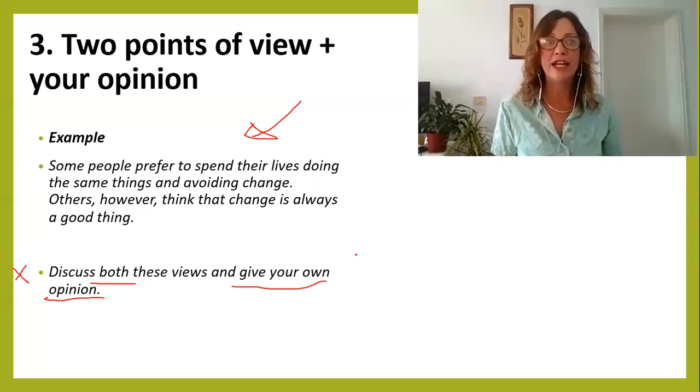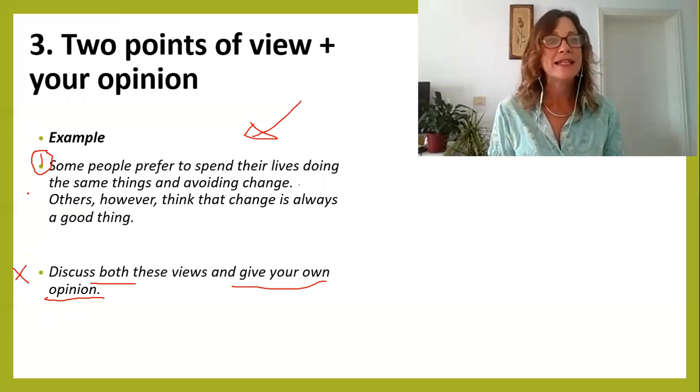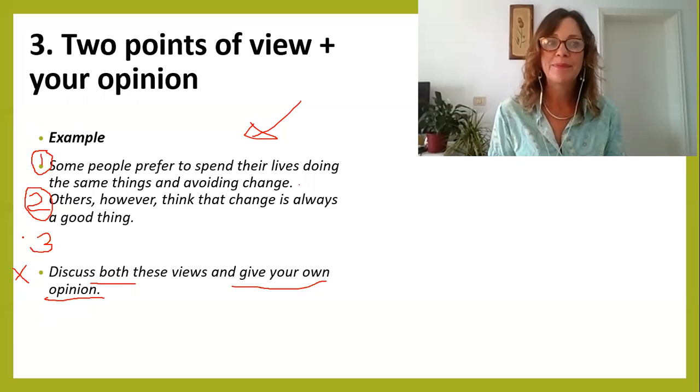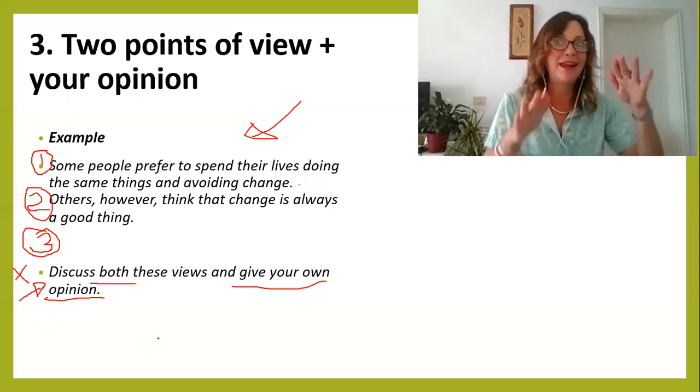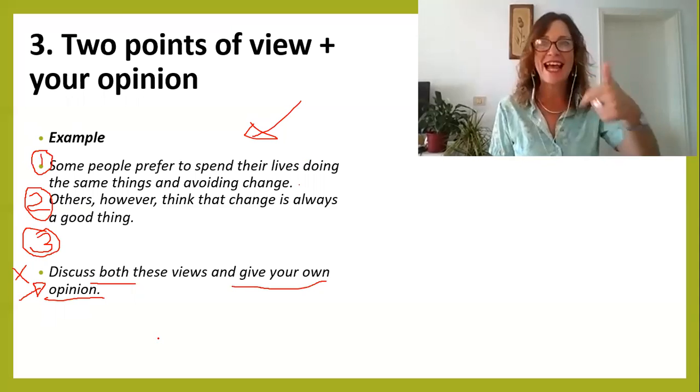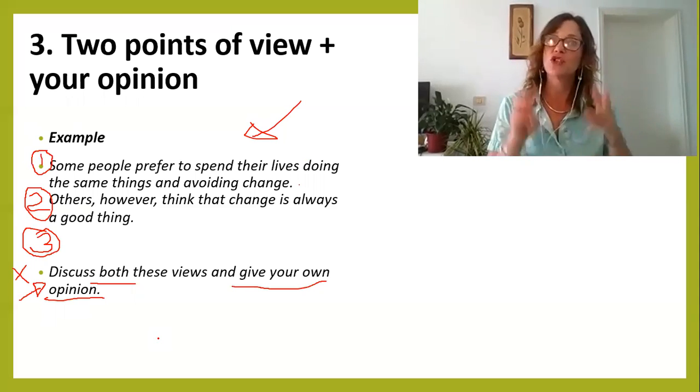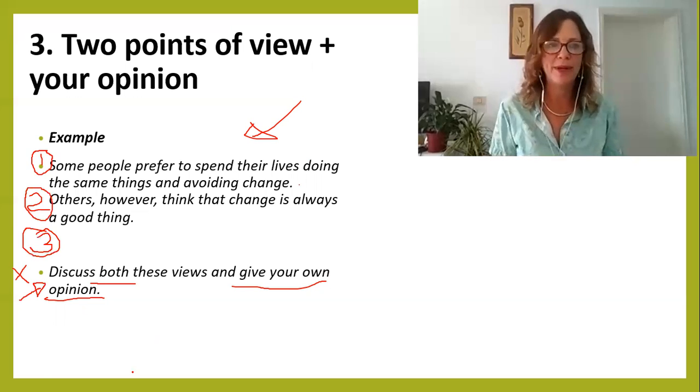So you maybe agree with the first opinion, that some people prefer to spend their lives doing the same things and avoid change. The second opinion is others think that change is always a good thing. So those are the 2 opinions. And of course, you have to then do opinion 3, which is your own opinion. Now, it could be that you agree with number 1, you agree with number 2, maybe a little bit of both. And that's how you structure the essay that asks for 2 points of view plus your opinion.